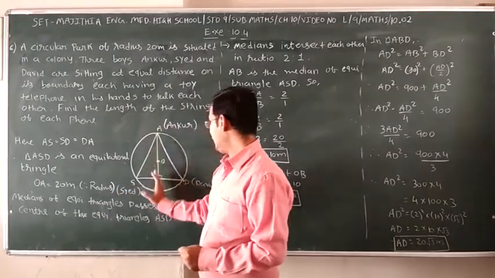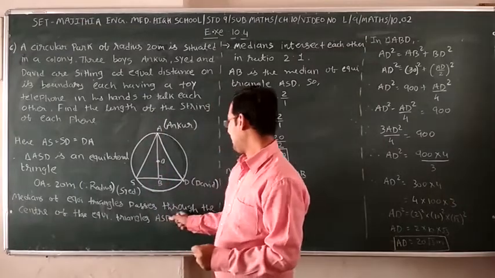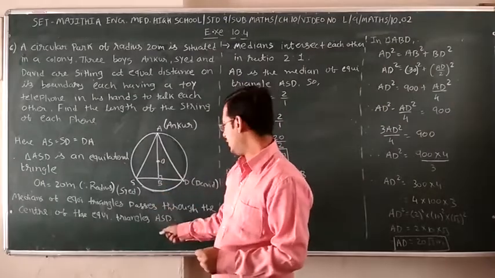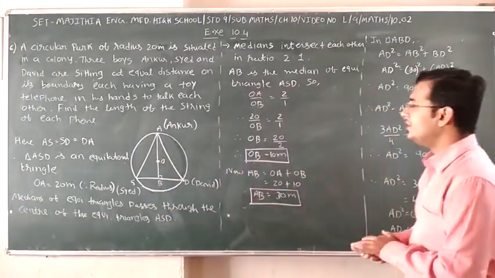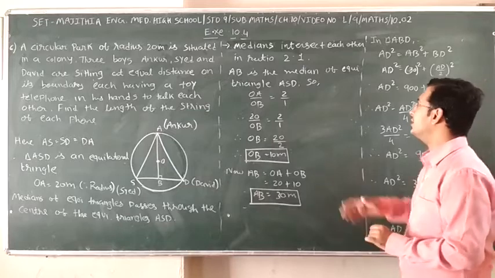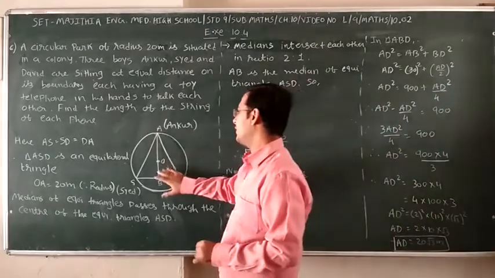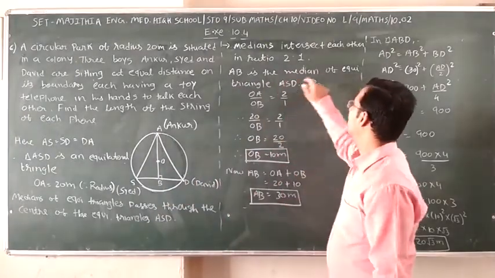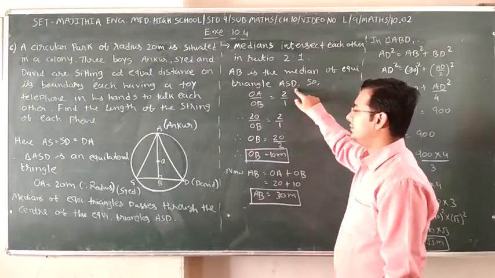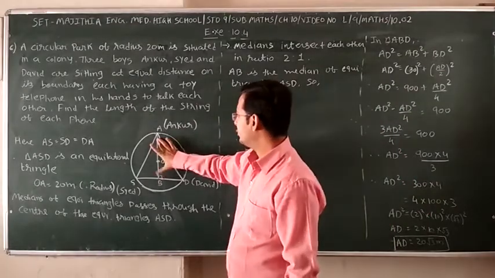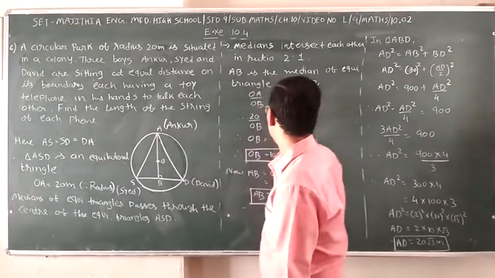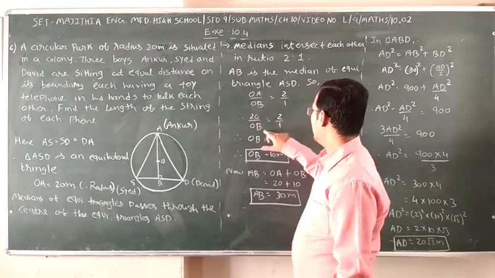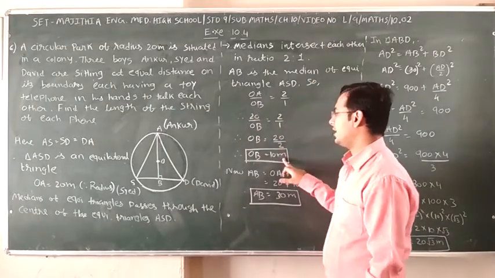So now we know that the median of an equilateral triangle passes through the center of the triangle ASD. Medians intersect each other in the ratio 2:1. That we also learned in our previous chapter. So AB is the median of the equilateral triangle. So the ratio OA upon OB is equal to 2:1. Here OA is equal to 20, so 20 ones are 20, and dividing by 2, OB is equal to 10 meter.